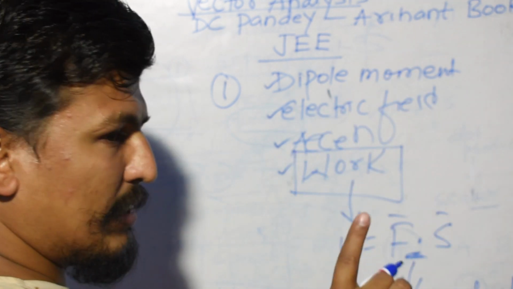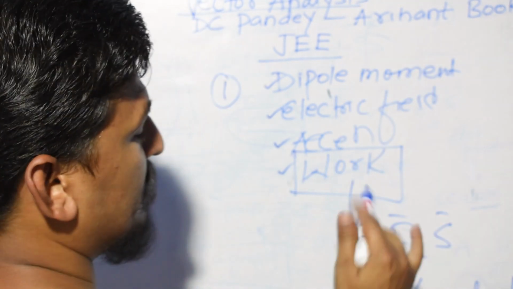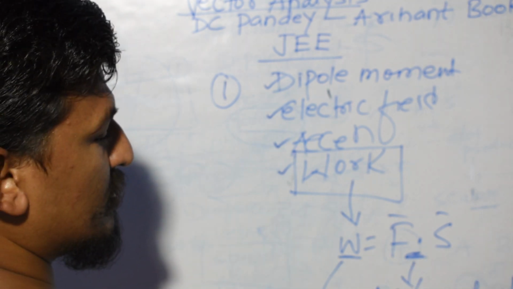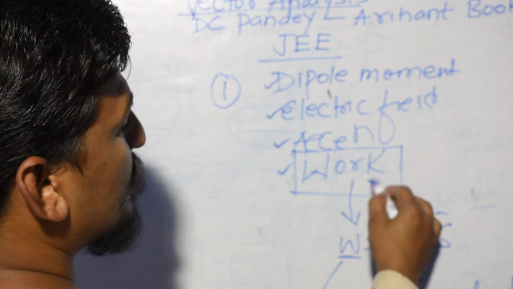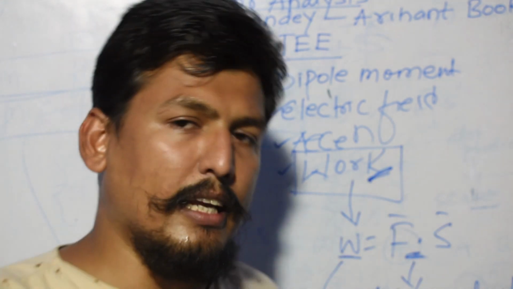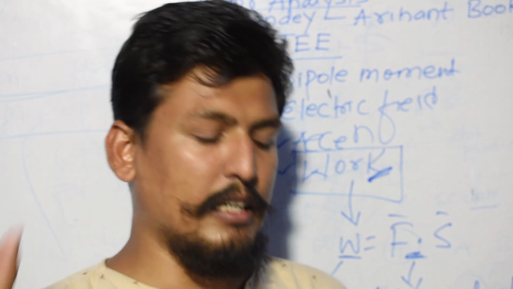Cross product has direction. Dot product does not have any direction. So work is defined as the dot product of two vectors, and the dot product is always scalar. So the fourth one is the correct answer. Work is a scalar quantity. Work is defined as the dot product of the force and displacement vectors.